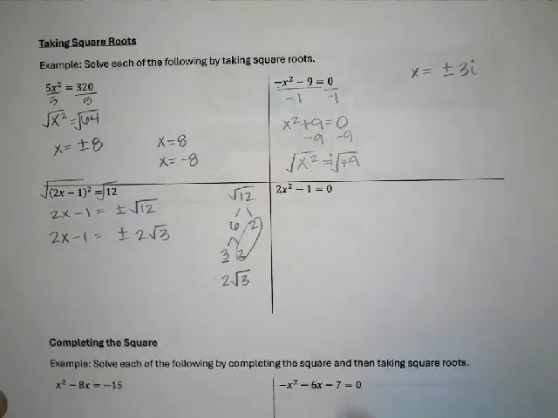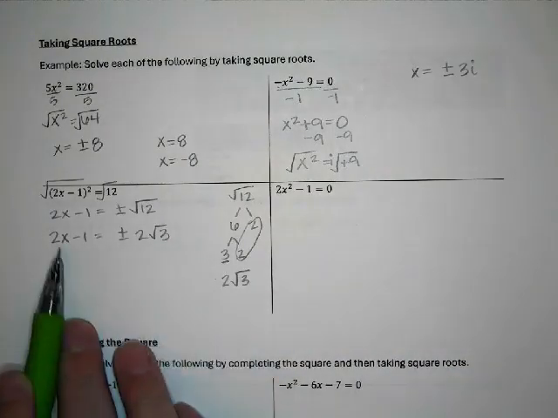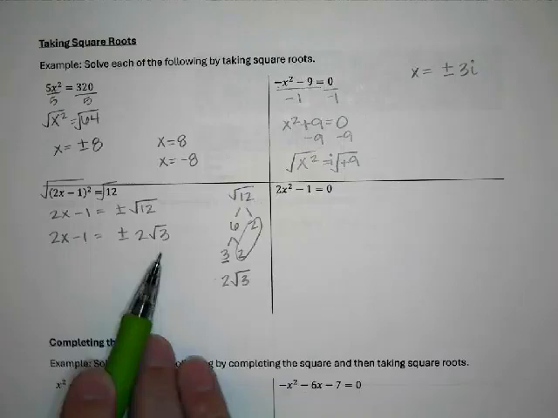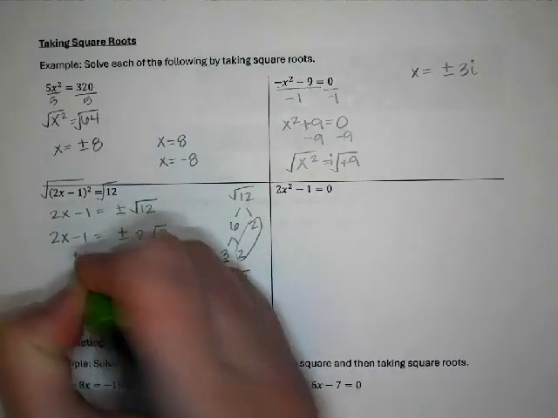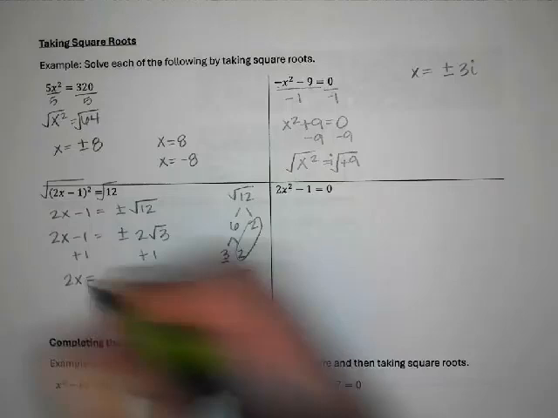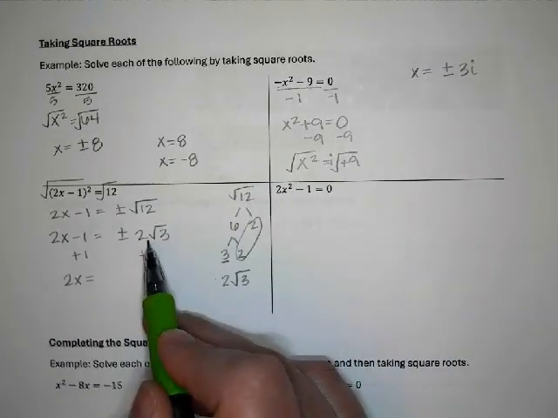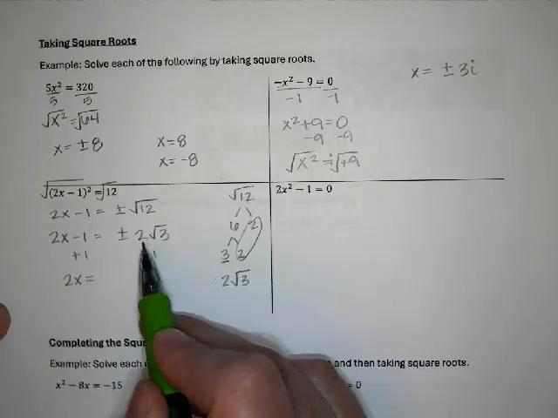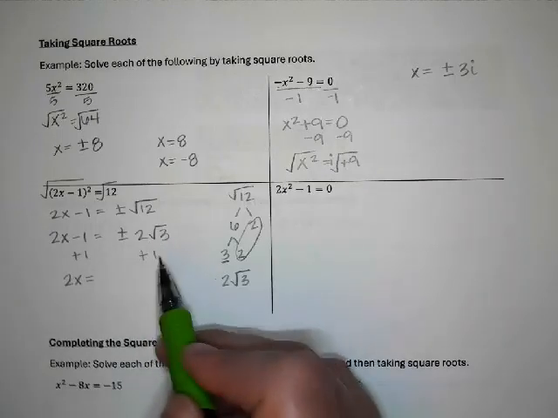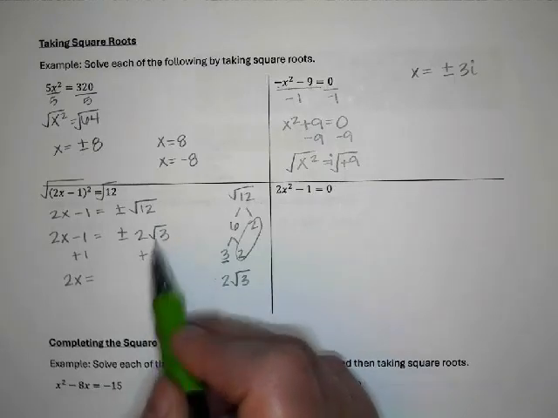Okay, now I can go ahead and continue solving this. So to get the x alone, I'll just add the 1 over to the other side. And typically when people write this, they don't stick the 1 on. You can't add the 1 to this because this is an irrational number. It's got a radical in it. The 1 is a rational number. It does not have a radical in it. So these are not like terms you can combine.